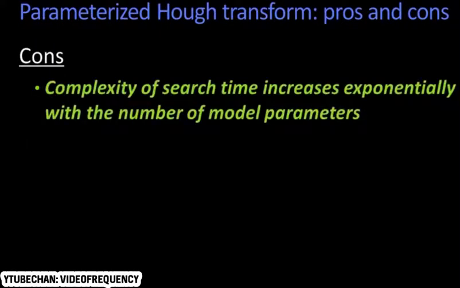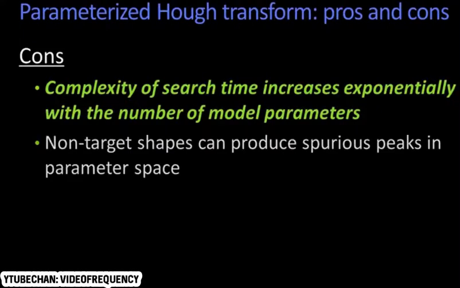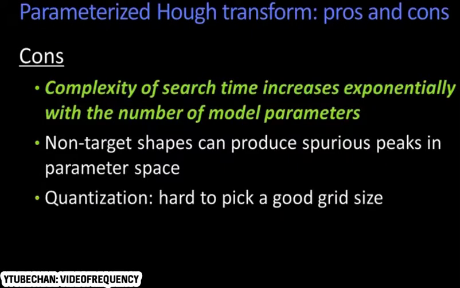There are some downsides. The biggest challenge is that the complexity goes up exponentially with the number of model parameters. So you're never going to use this if you've got like 7 model parameters, or maybe even 4 that you're trying to explore. You'll have to use other methods. And the other thing is, if you have non-target shapes, suppose instead of circles you had slightly squashed ellipses, then the voting can break down, and you have to be careful in how you handle that. And as we said before, the quantization is hard: it is hard to pick a good grid size and does require experimentation.